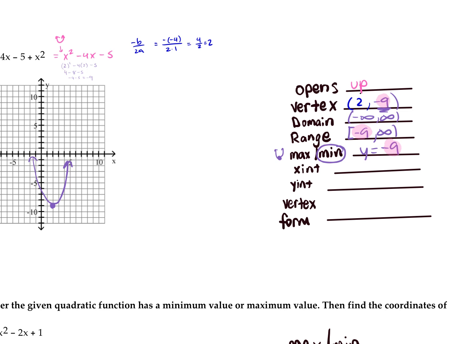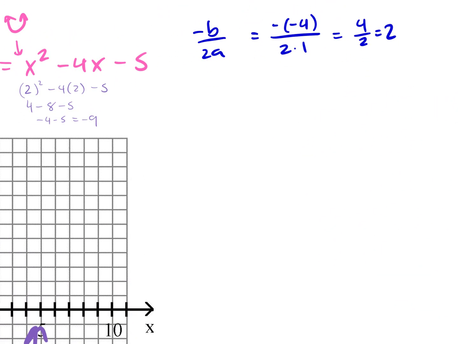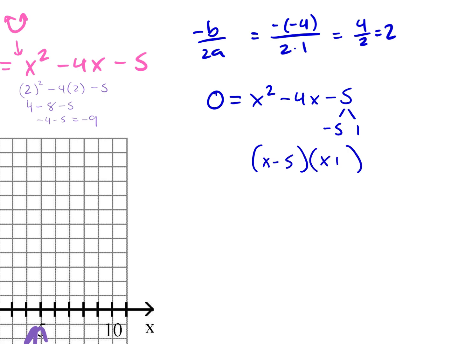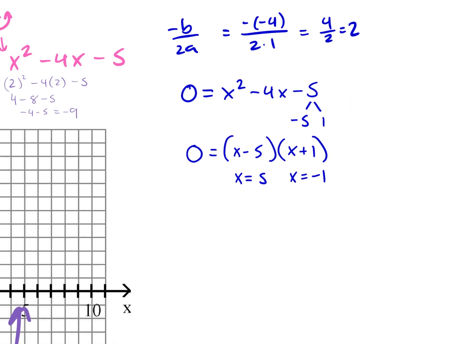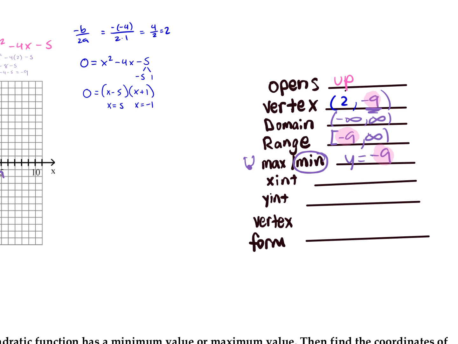Now let's find our x-intercept. For the x-intercept, we make y 0. So 0 is equal to x squared minus 4x minus 5. We need two factors of negative 5 that add to negative 4, so that would be negative 5 and 1. So my parentheses, I have x minus 5 and x plus 1. So when we set both of these equal to 0, we'll get x is equal to 5 and x is equal to negative 1.